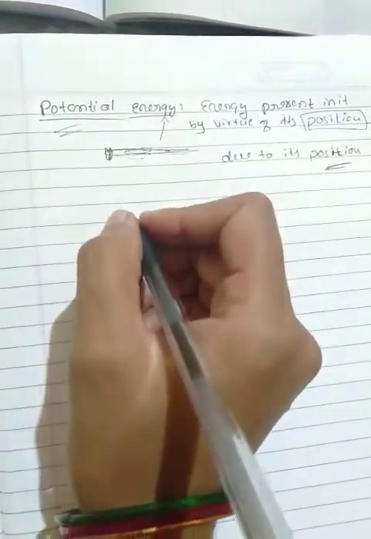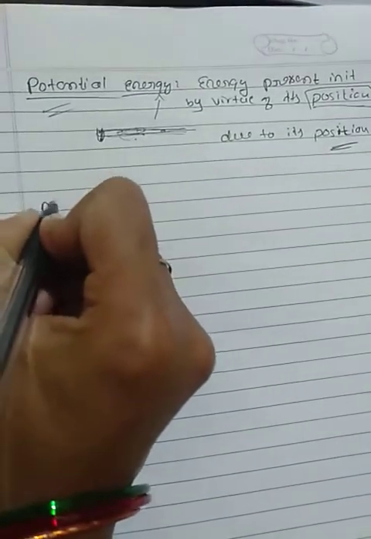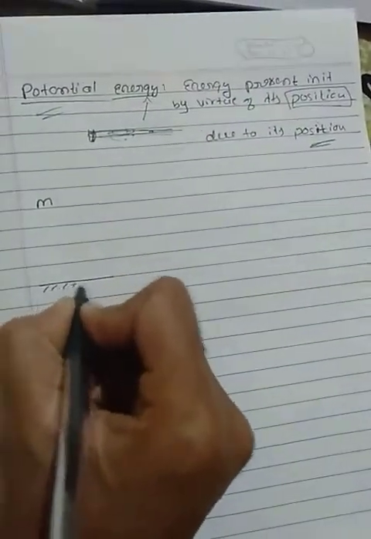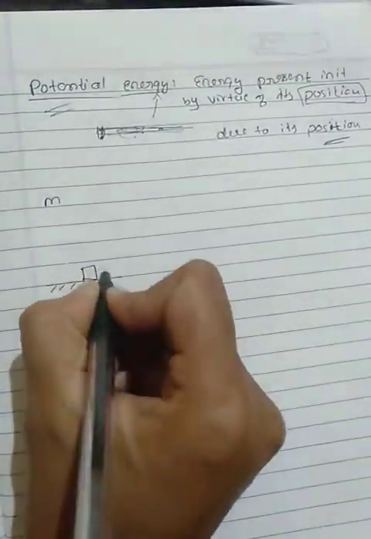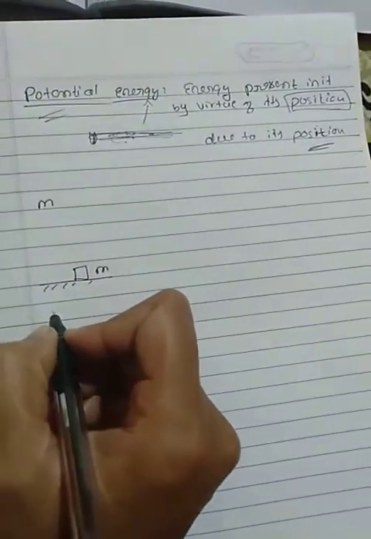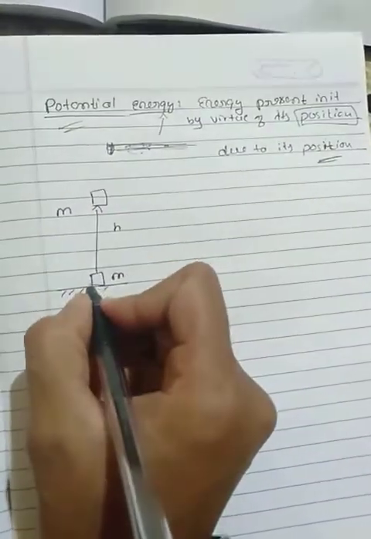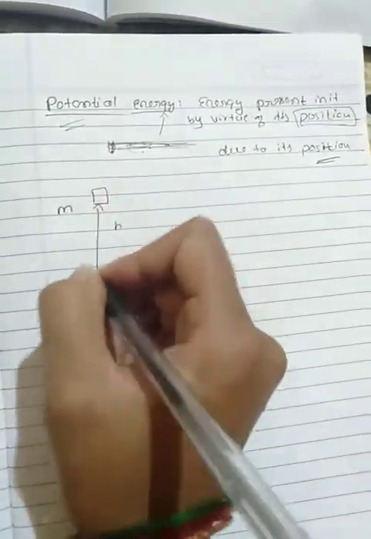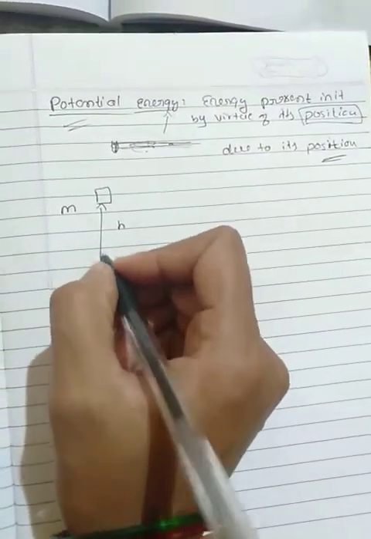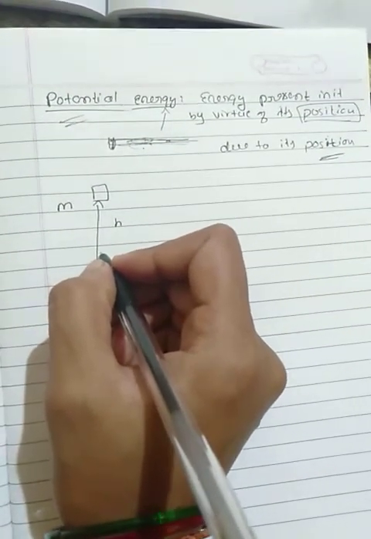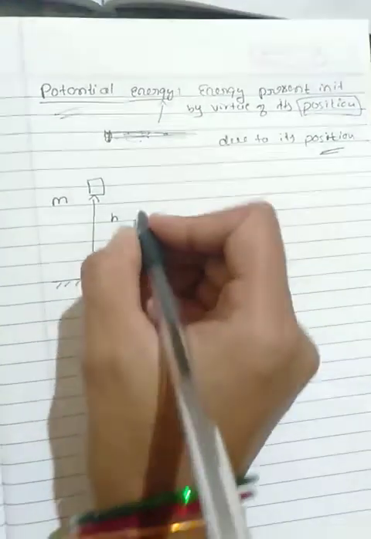Now this potential energy can be represented in an equation. How do we represent it? For example, take an object of mass m. This is the ground, and the object is placed here. Let it be raised through some height h from the ground. A force is required to do this. The minimum force required to raise the object is equal to its weight.